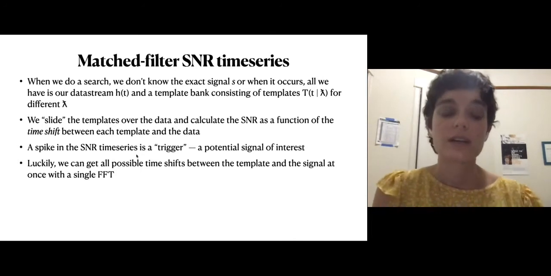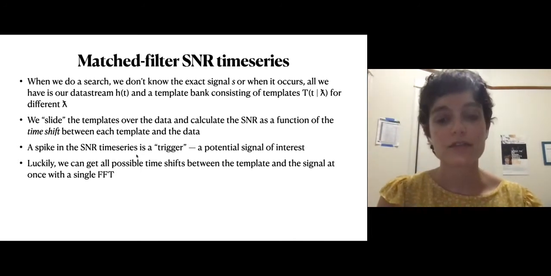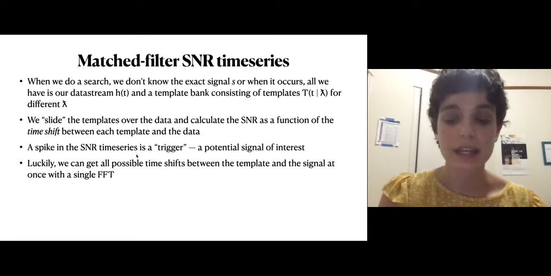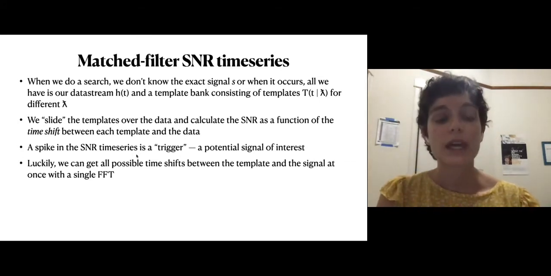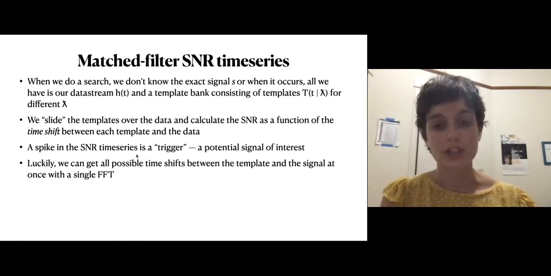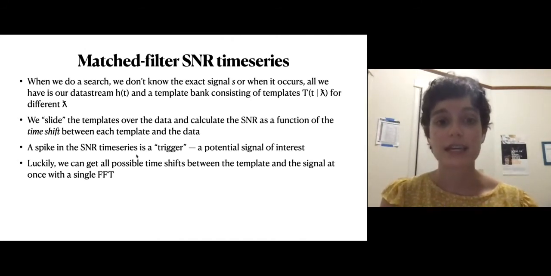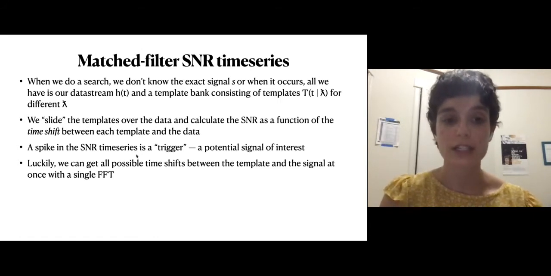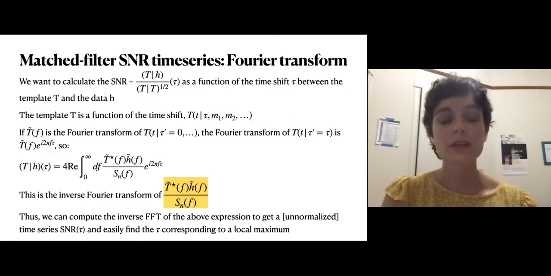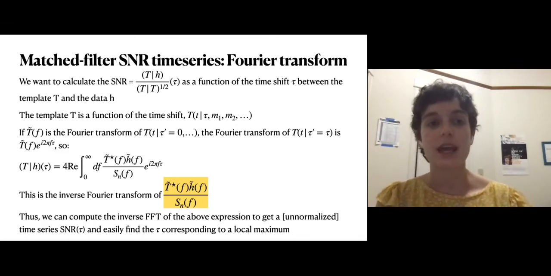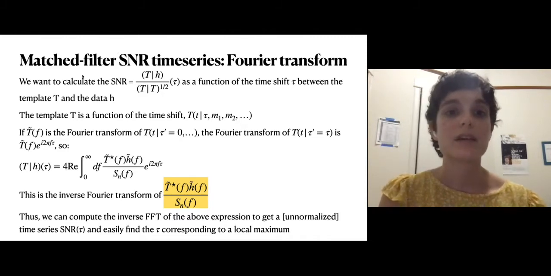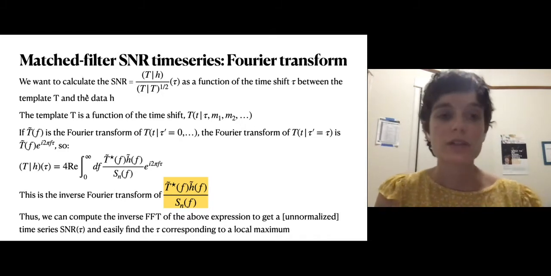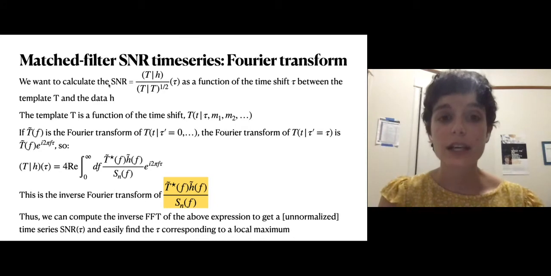So instead of taking your different time shifts and for every time shift calculating the SNR according to the formulas on the previous two slides, we can get all the possible time shifts at once by just taking a single fast Fourier transform, or FFT. How this works, and you'll practice doing this yourself in the tutorial, is the following. What we want to do is calculate this SNR between our template T.